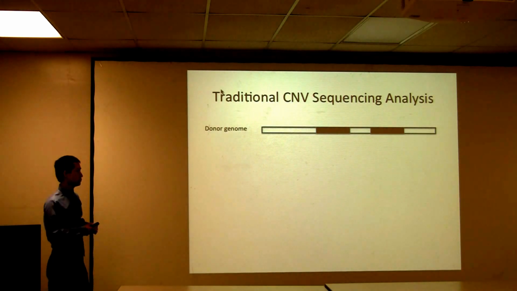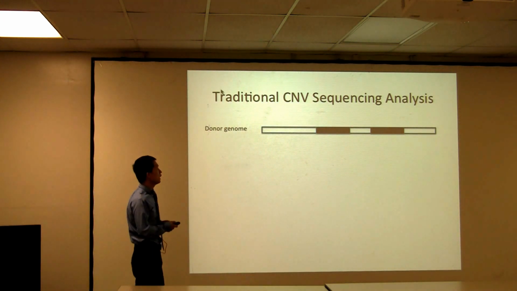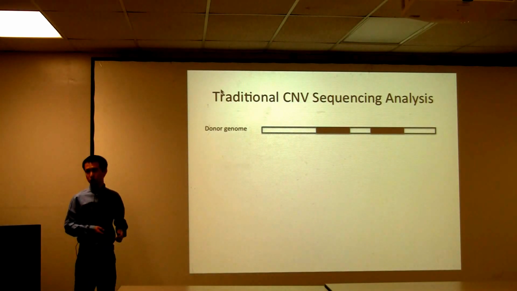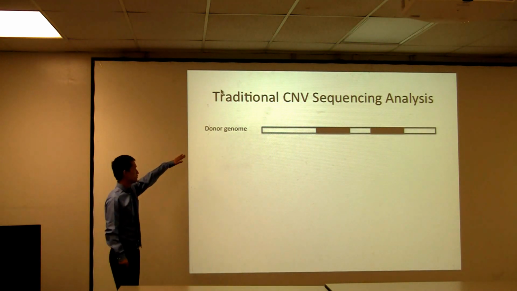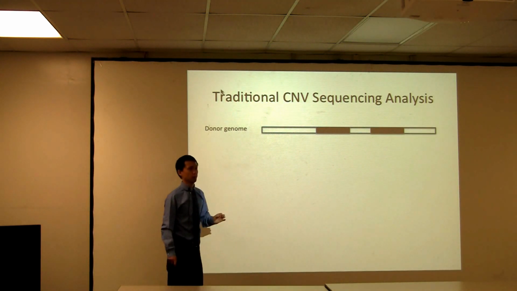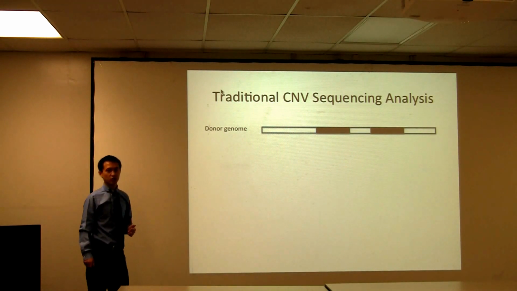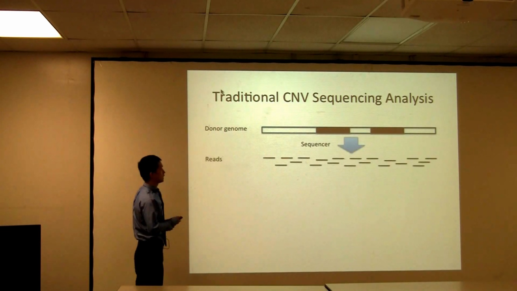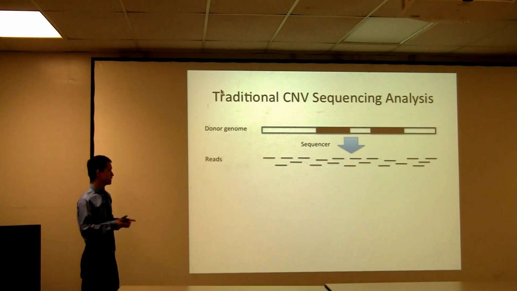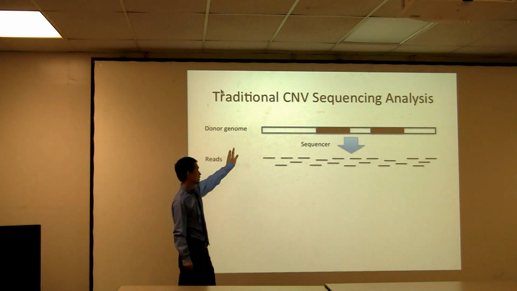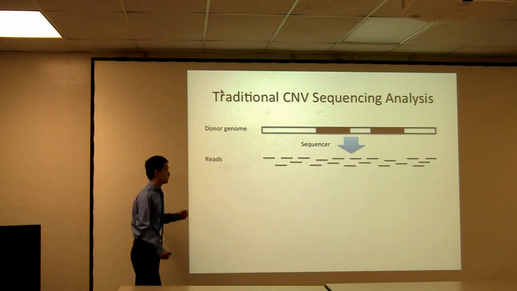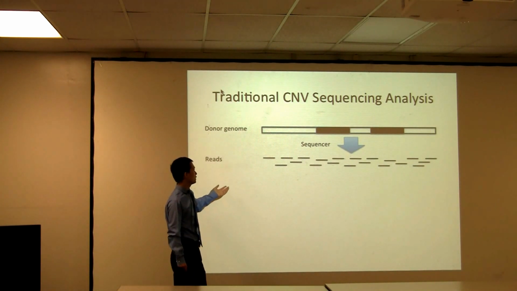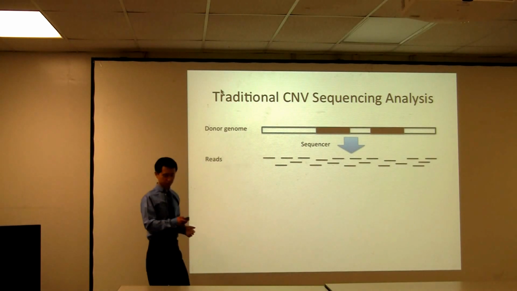Many methods have been proposed to detect CNV using high-throughput sequencing data, and the traditional methods follow the following framework. We have the genome of interest, which is the donor genome. However, due to the limitation of technology, we are not able to directly observe the donor genome. We can use high-throughput sequencing technology to generate short segments from the donor genome. The short segments are called reads, and using the sequencer, we can generate reads uniformly from the donor genome.